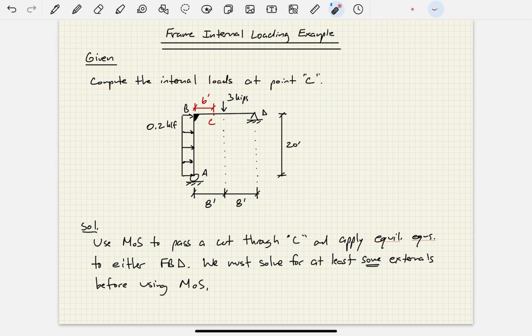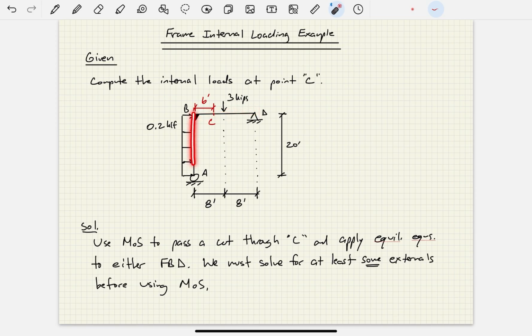So in this frame, we have two members. We have a member AB that's rigidly connected. That's what this kind of darkened corner connection represents. That's a rigid solid connection. And that's rigidly connected to a member BD, okay?